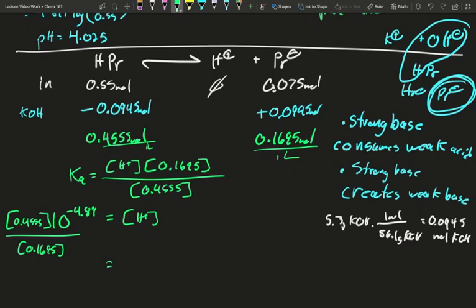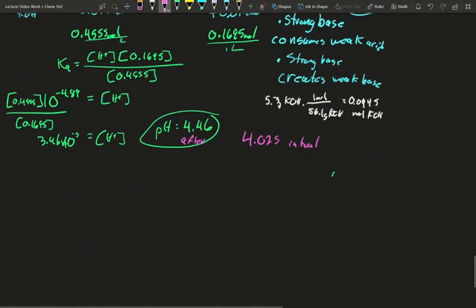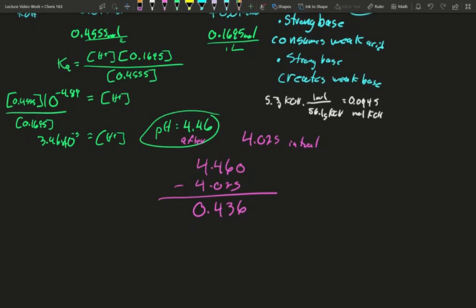Found that our H+ is 3.46 times 10 to the minus 5. Take the negative log of that. 4.46 is our pH. So let's compare it to before we added the potassium hydroxide. It was 4.025 initially, and now it's 4.46 after. So there was a reasonable change. We altered the pH by about 0.44. 0.436. That is our change in pH.